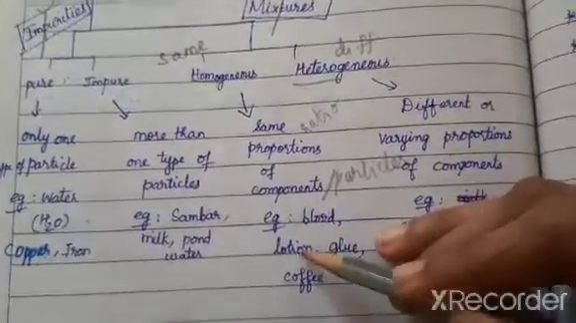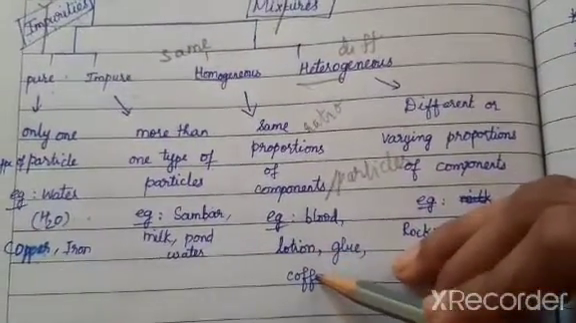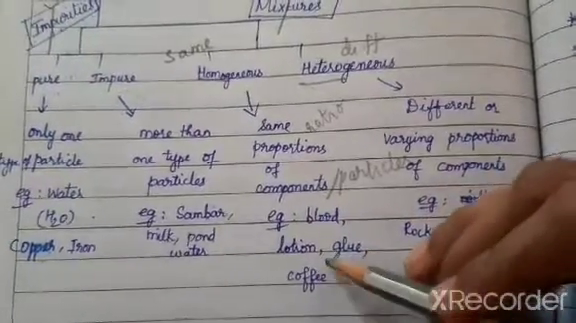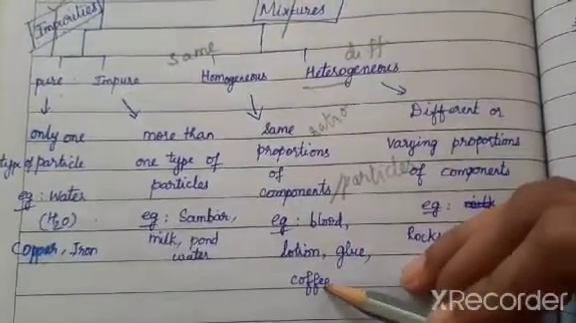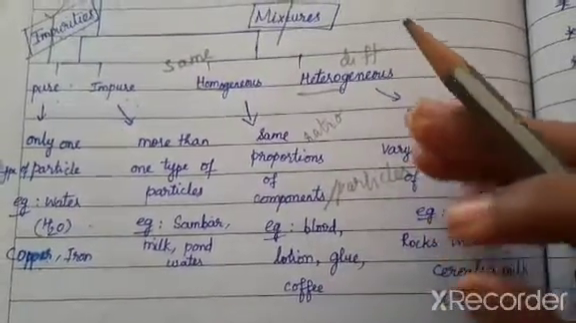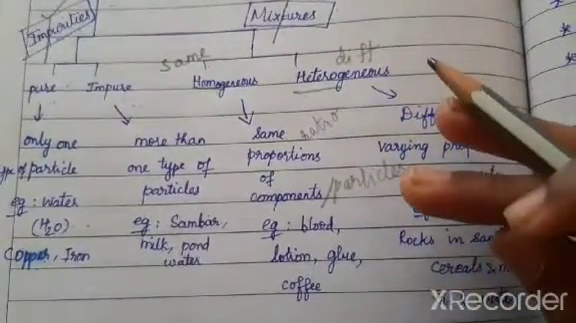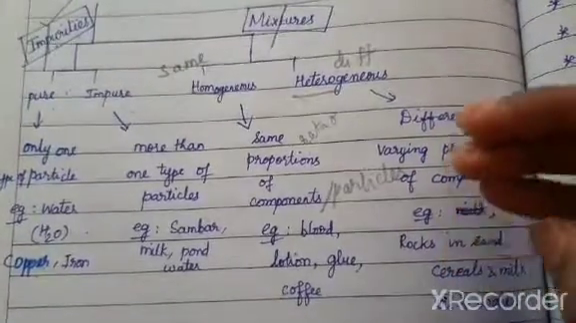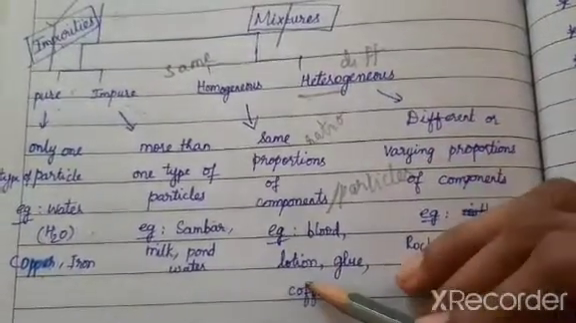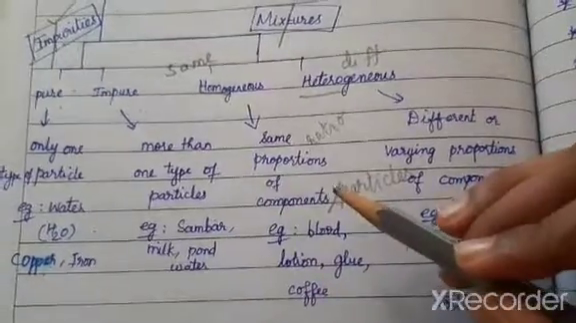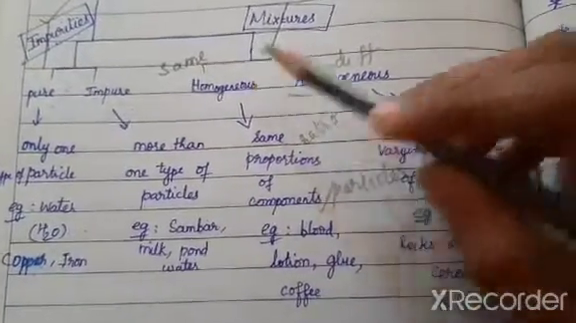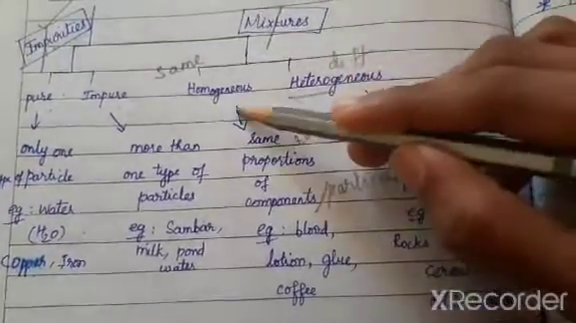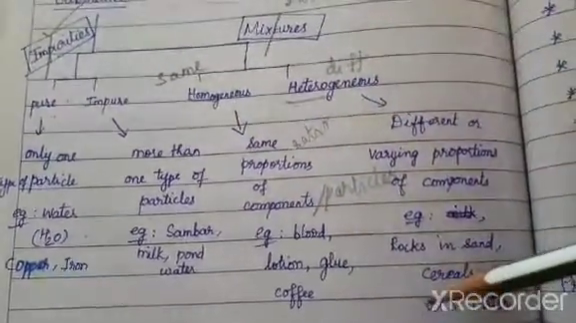Okay, so you see the example. You have your coffee, lotion, blood, glue. So how do you prepare a coffee? What are the materials you want? You want milk, coffee powder and sugar. Right? So you are going to mix all these three to obtain a coffee in the same uniform ratio. So that is why it is called a homogeneous mixture.